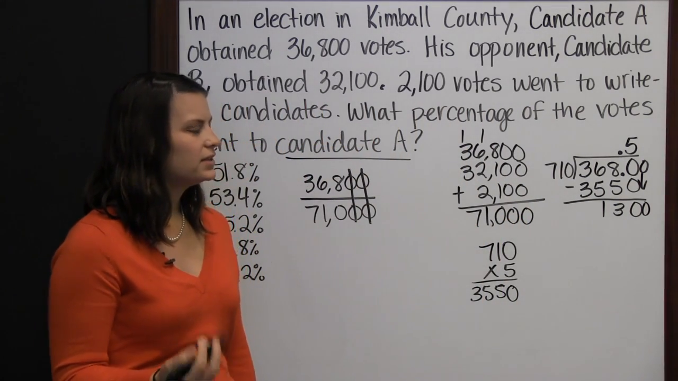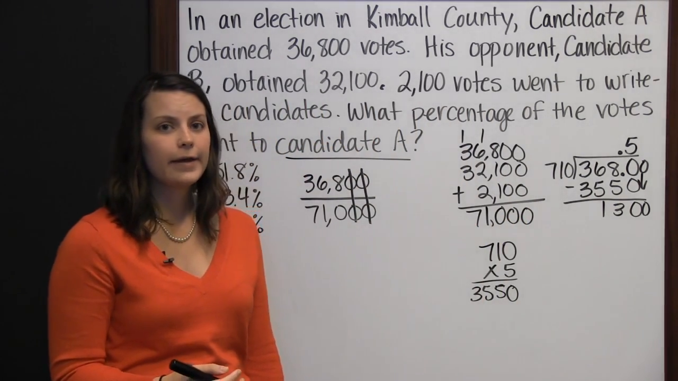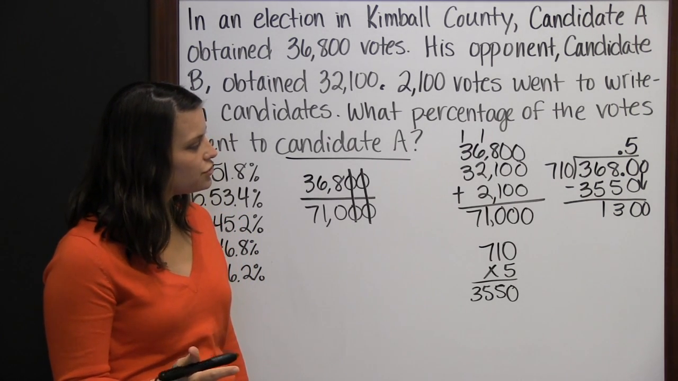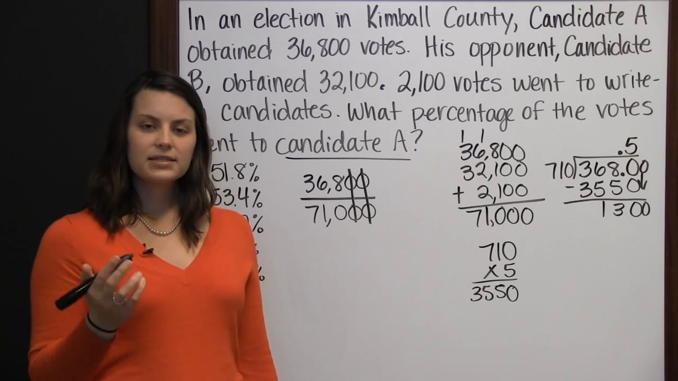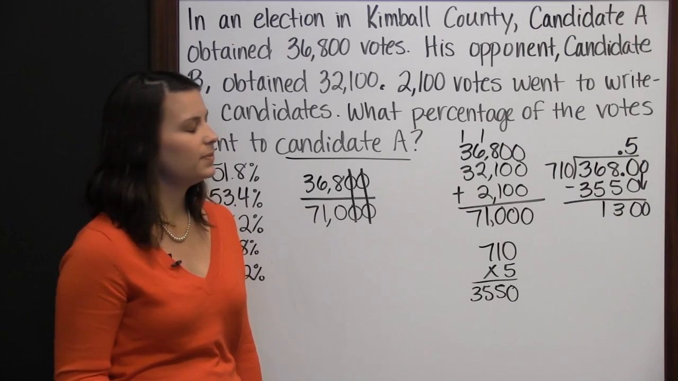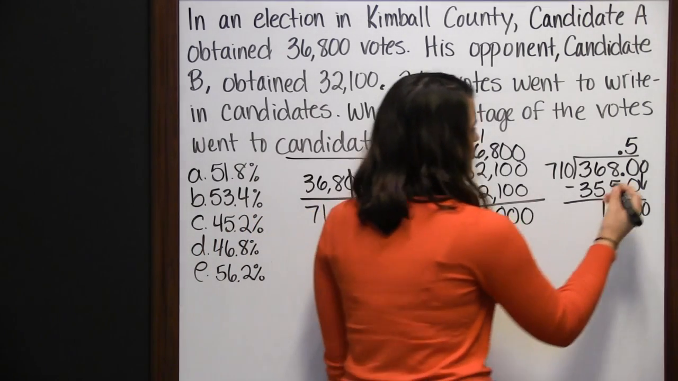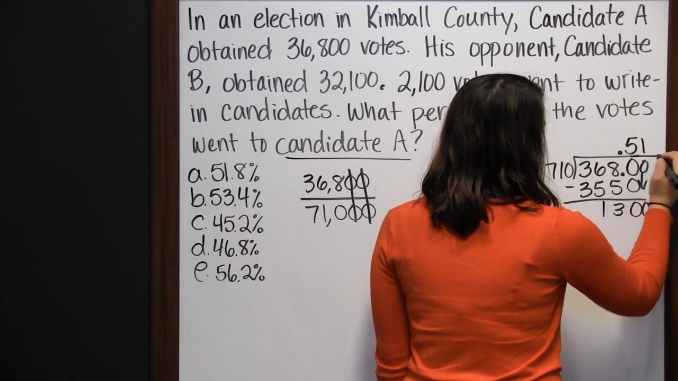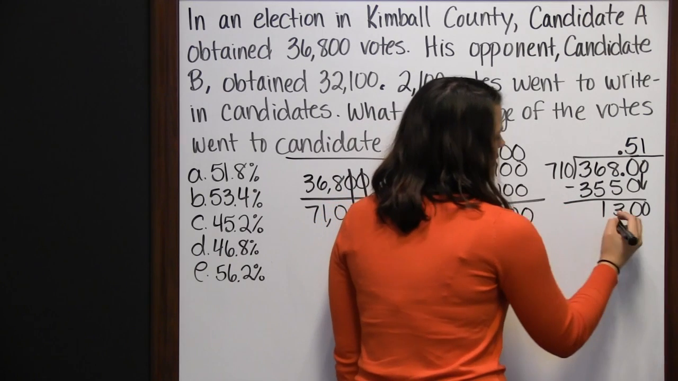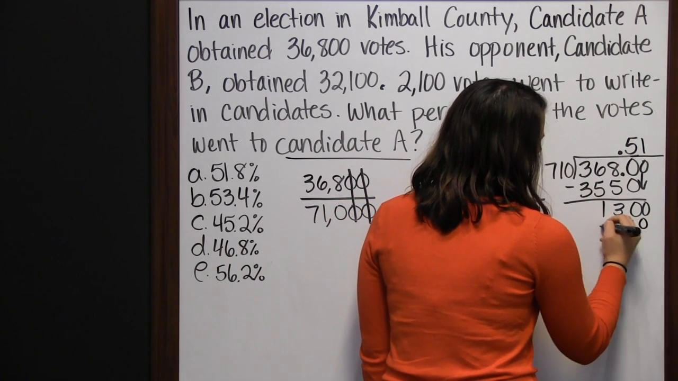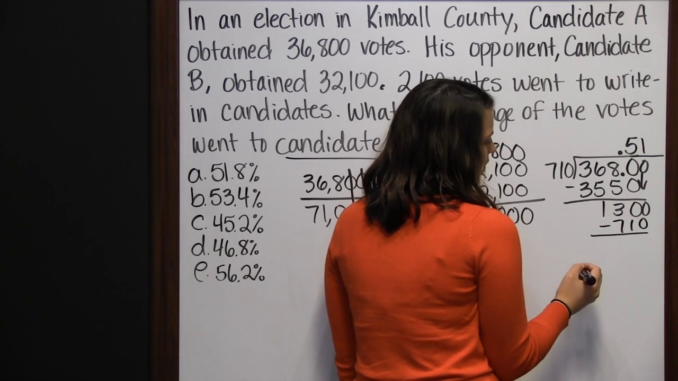1,300. So 710 is only going to go into 1,300 one time, because 700 plus 700 would be 1,400, and that's too much. So it's just one time. 710 times 1 is 710. Then we need to subtract.